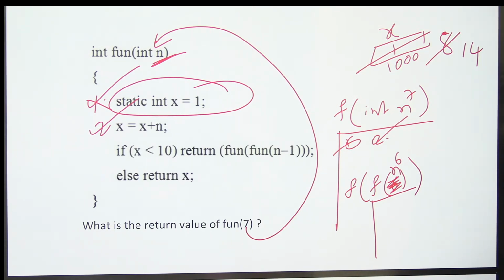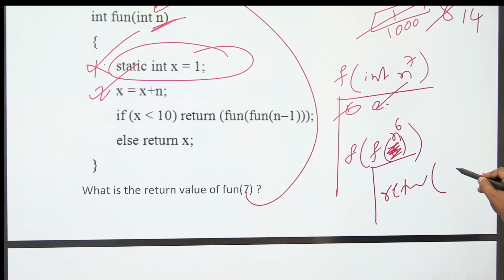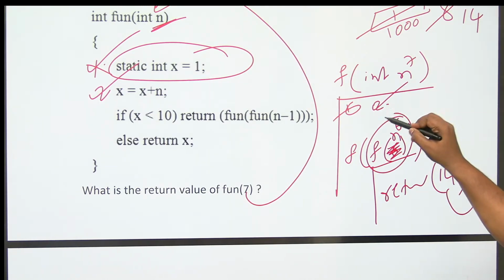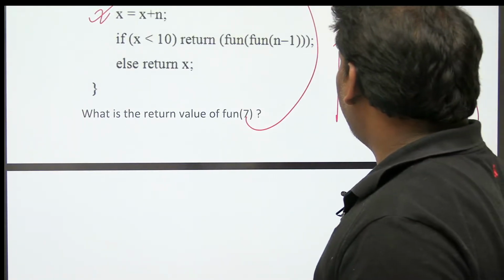Previously 8 less than 10, condition true. Now 14 less than 10, condition fails. If the condition fails, what should I do? Return x. What is the x value? 14 will be returned. So this value returning is 14. Now it will call f of 14.